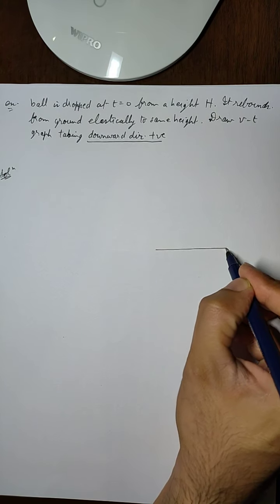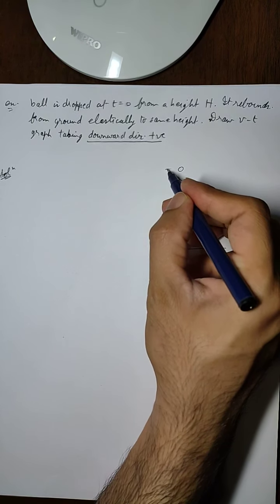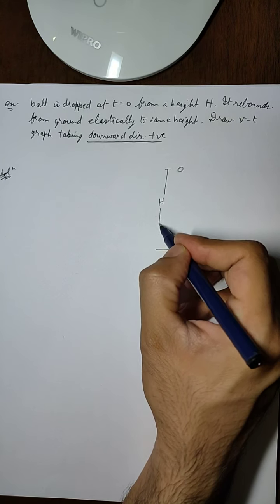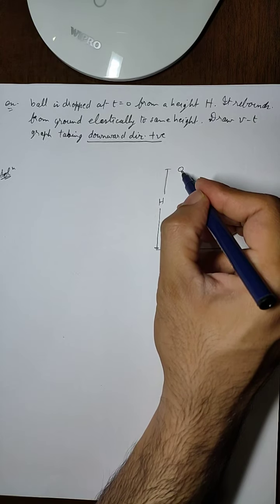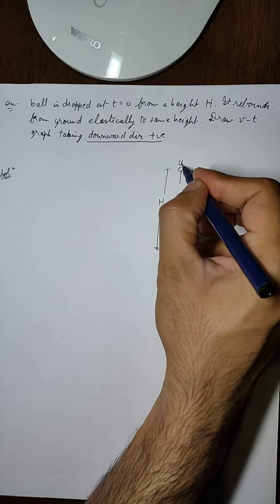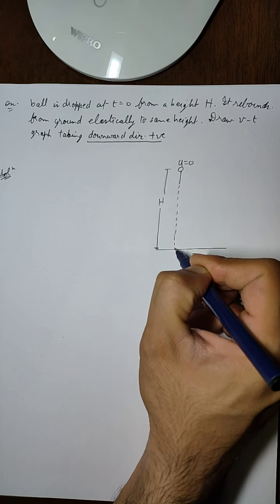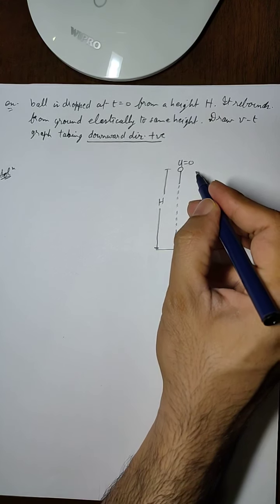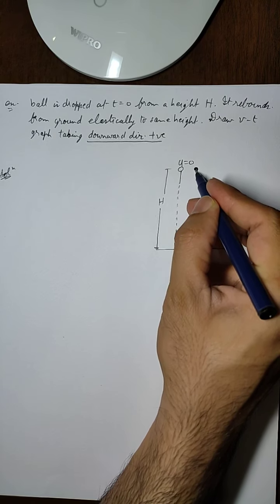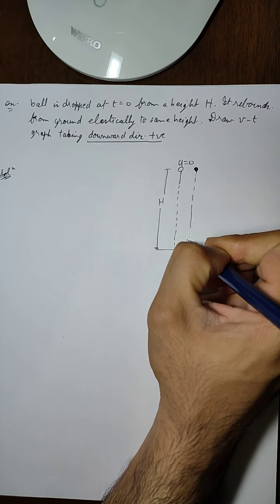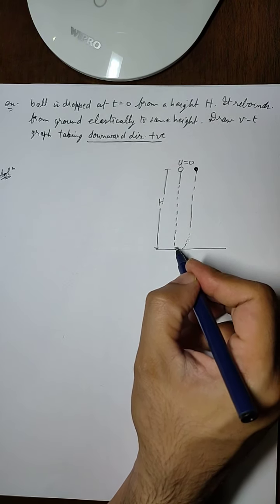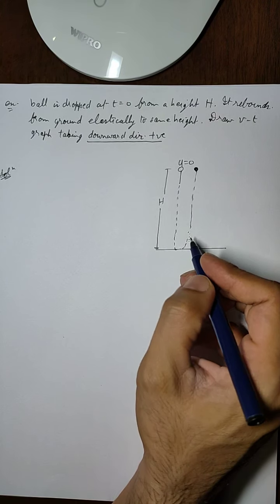This is ground and there is a ball at a height h, and this ball is dropped. It is dropped, that means its initial velocity is 0. So it is coming like this. It strikes the ground and rebounds and goes to the same height. Now the rebounding here is elastic.